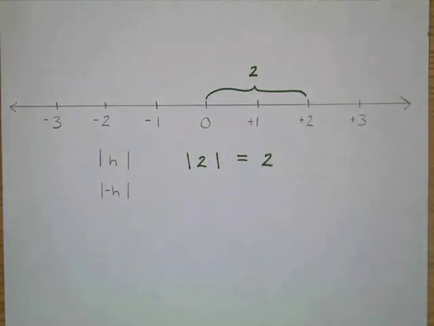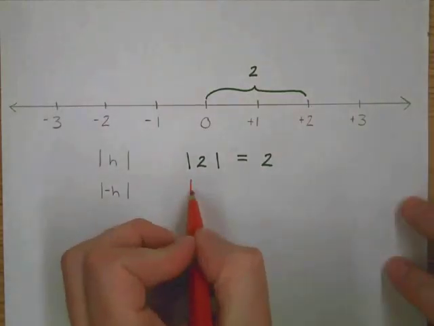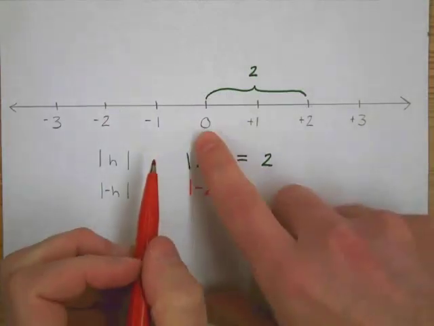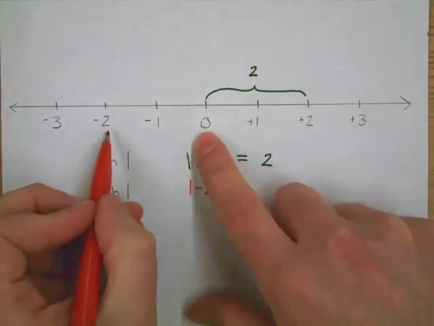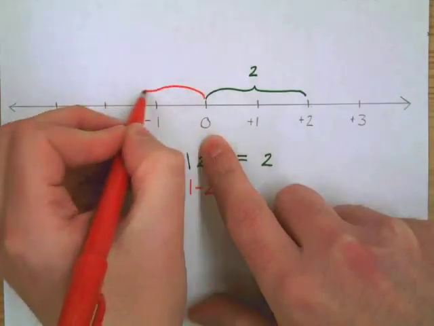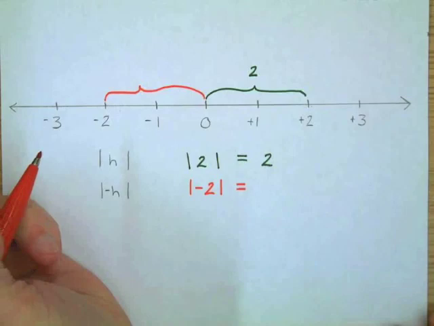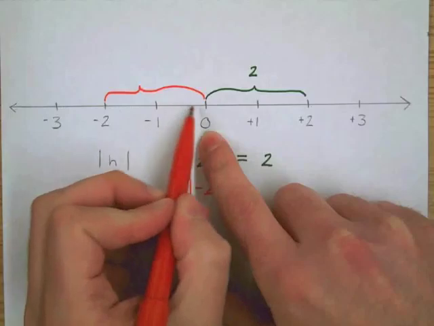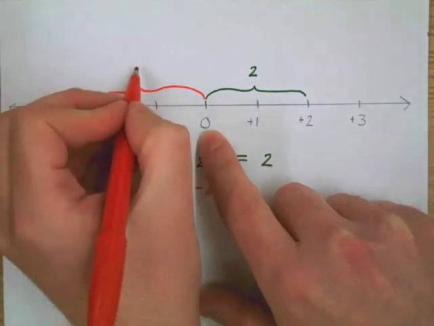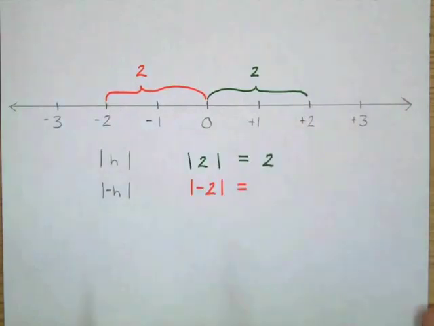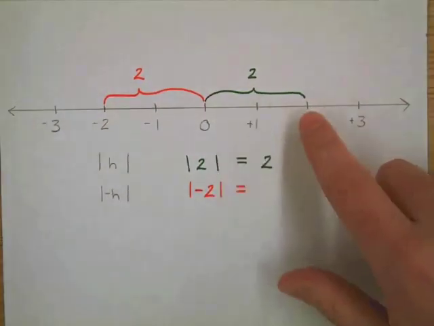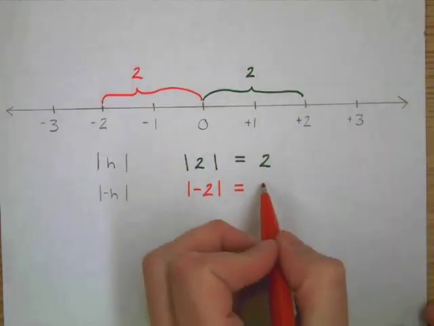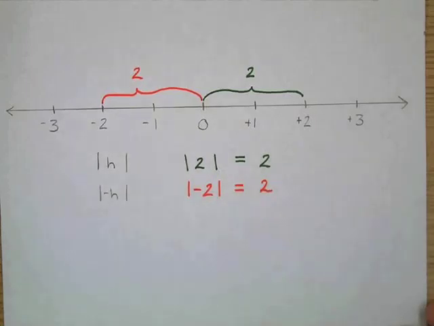But what if we wanted to find the absolute value of its opposite, the absolute value of negative 2? Well, again, it's the distance from 0, so here's 0 and here's negative 2. And so it would be this distance right here, and this distance is 2. There's 1 and 2. The distance from 0 to negative 2 is 2. It's going in the opposite direction from here, but it's still a distance of 2. So we would say the absolute value of negative 2 is 2.